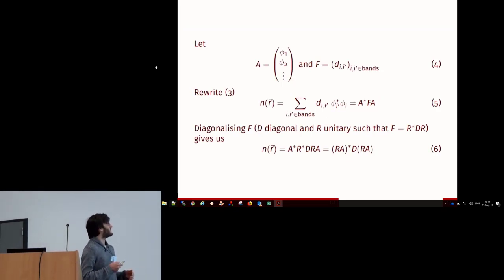Let's note a vector whose components are the Kohn-Sham vectors, the vectors of our basis. And we note F a matrix whose components are the occupations. So we notice that the notation for the density in DMFT can be rewritten with a matrix product. And when we diagonalize F, we see appearing a product that we can refactor to have something that looks a lot like the original expression. But now, in the center, we have a diagonal matrix.